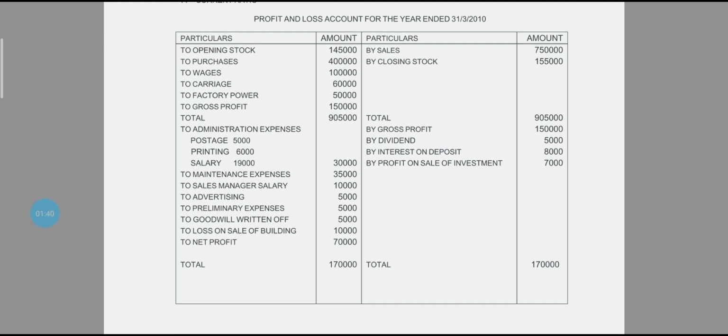Coming to the profit and loss account, to administration expenses, there are 3 expenses: postage, printing, salary, 5,000, 6,000, 19,000 respectively. Total amounts to 30,000 rupees. Next, to maintenance expenses 35,000, to sales manager salary 10,000, to advertising 5,000, to preliminary expenses 5,000, to goodwill written off 5,000, to loss on sale of building 10,000. The net profit is 70,000.